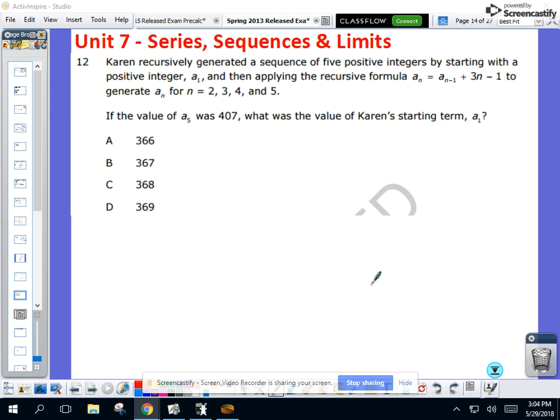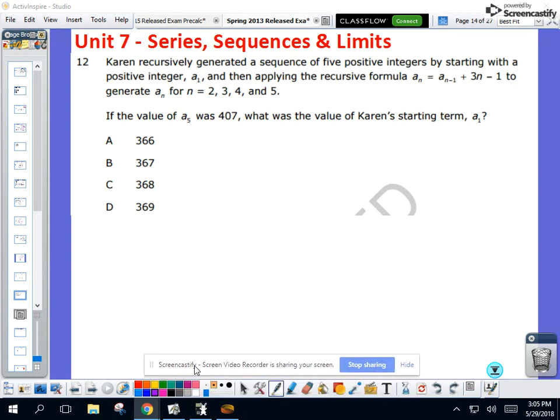Number 12 is a question that also involves some knowledge that we obtained in Unit 7. Karen's recursively generating a sequence, and we've got a nice recursive rule written. Karen knows that the fifth term is 407, but she doesn't know what the term she started with is. So, what we need to do is work backwards, because in recursive rules, the only way you can know the next term is to know the term that comes before it. So, we'll have to work backwards here.